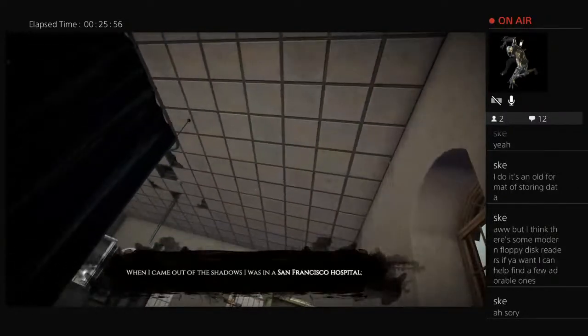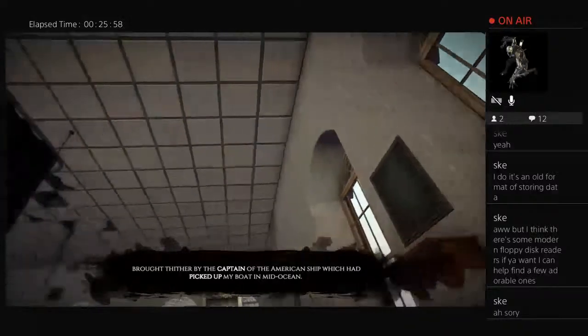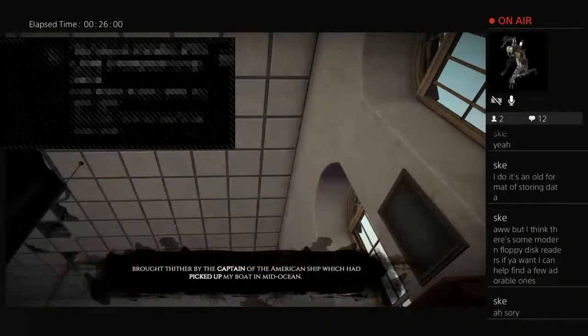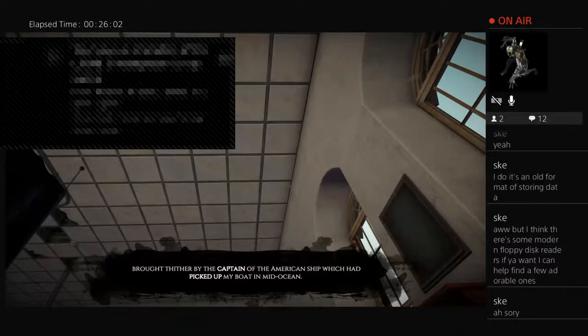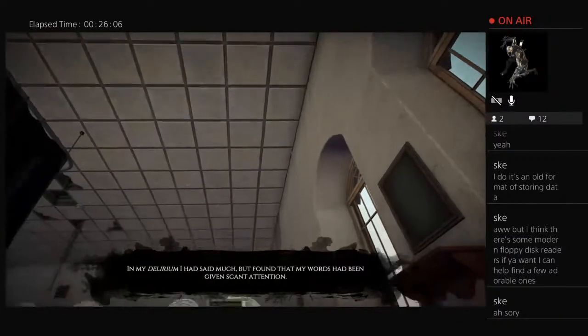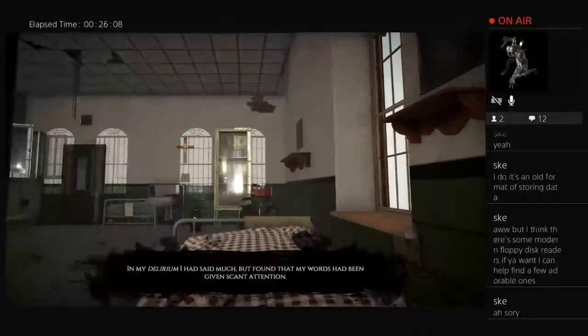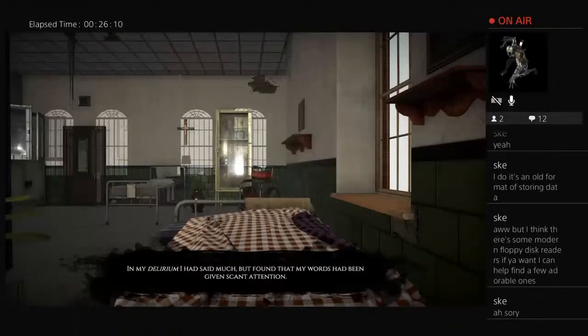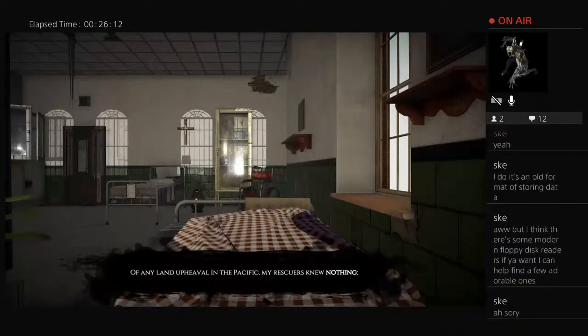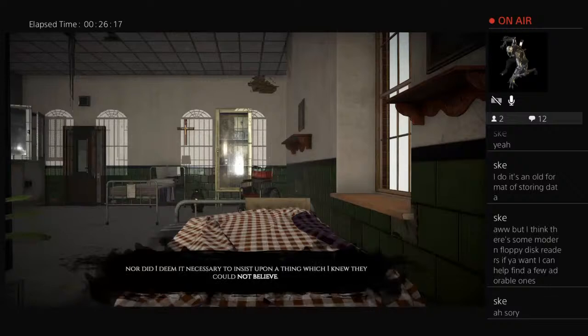San Francisco Hospital, brought thither by the captain of the American ship which had picked up my boat in mid-ocean. In my delirium, I had said much, but found that my words had been given scant attention. Of any land upheaval in the Pacific, my rescuers knew nothing, nor did I deem it necessary to insist upon a thing which I knew they could not believe.